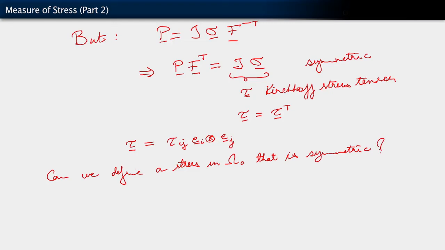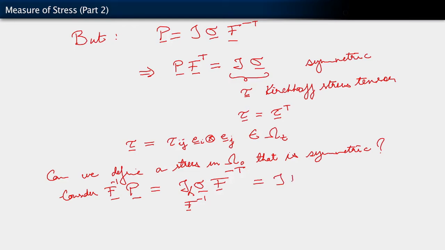Okay, right, and this sort of hankering for a stress that lives in omega naught and is symmetric is because tau also is in omega t. Okay, so can we do something for omega naught? Okay, indeed we can, right? So if we consider P equals J sigma F inverse transpose, we observe that if we were to multiply this on the left by F inverse and likewise here also put in an F inverse, okay, now we have something on the right hand side, and therefore on the left hand side, that is symmetric.